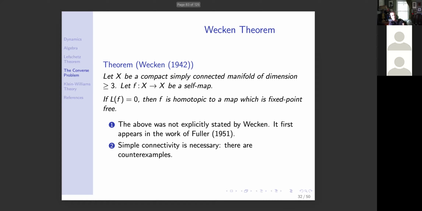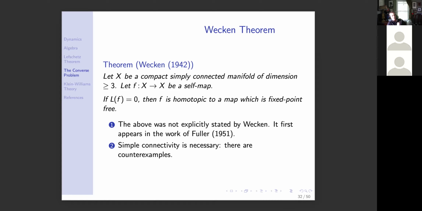Secondly, simple connectivity is necessary. There are counterexamples. By the way, I don't think this theorem is even true for surfaces in the non-simply connected case. I think it is true for the two-sphere, but the two-sphere is simply connected. So this is the Wecken theorem. It's a kind of converse to the Lefschetz theorem in the case where the manifold is simply connected. So this solves the problem more or less, except in dimension 2.